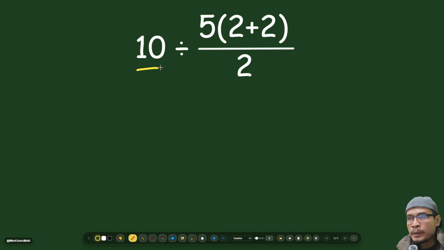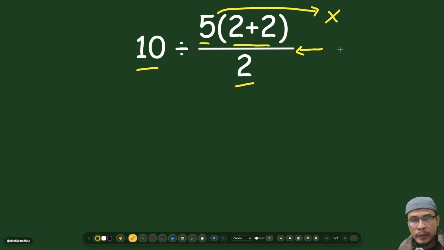Today's problem is 10 divided by 5(2 + 2/2). Two traps are hiding in this problem: a fraction bar and an invisible multiplication. Let's take it down slowly.